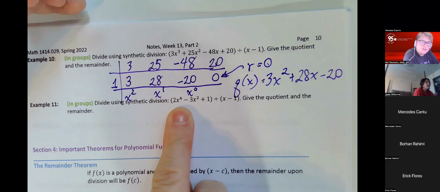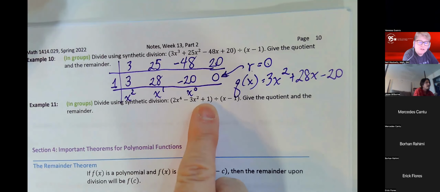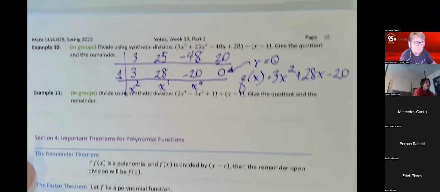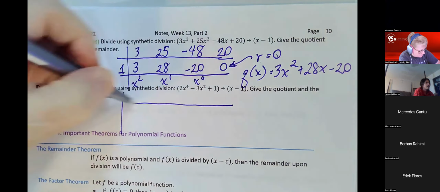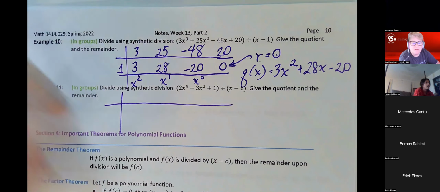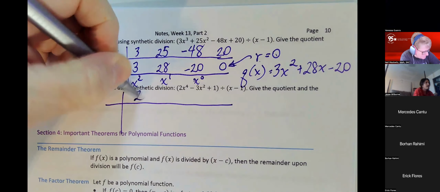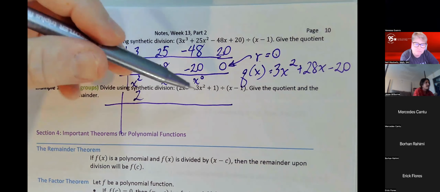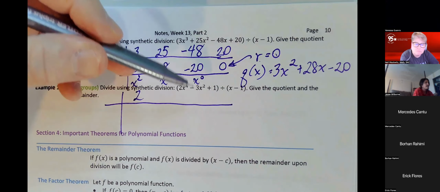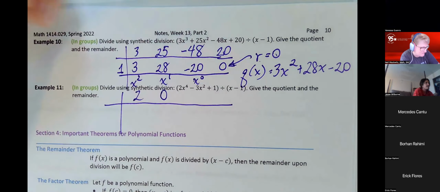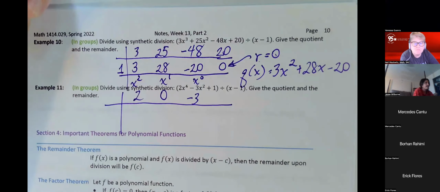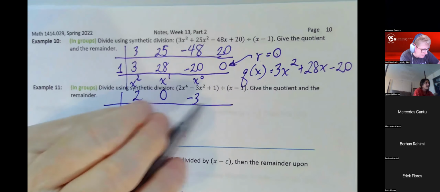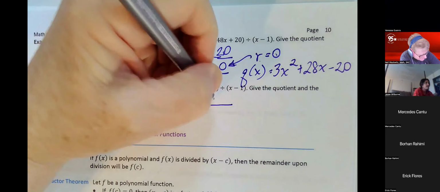How do I divide 2x to the 4th minus 3x squared plus 1 by x minus 1? We write down the little lines first. Okay, so 2, -3. You have to be careful with this one. Where is x cubed? Nowhere. So we write a 0. That's right. Good. -3, and then 1. And what about the x term? Oh, another 0. Good.